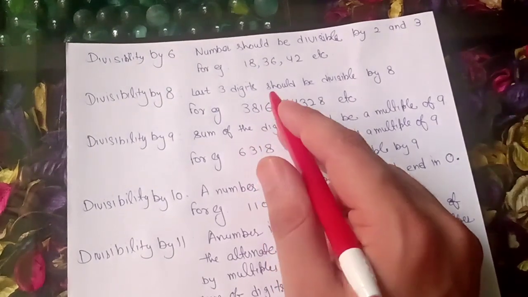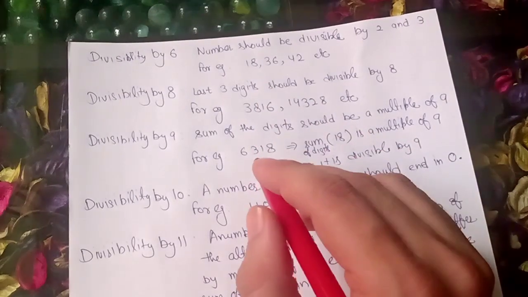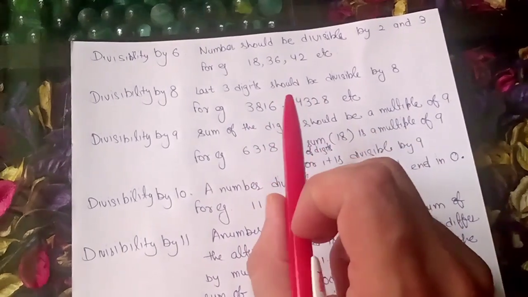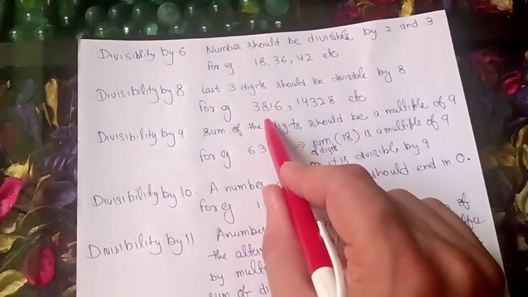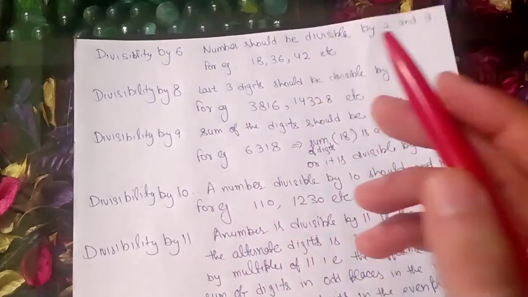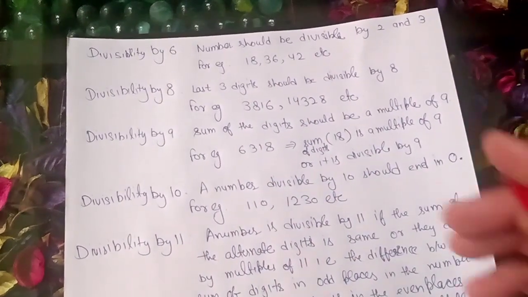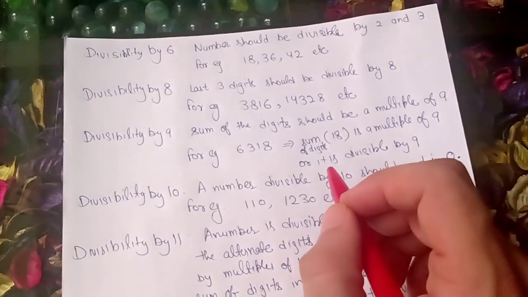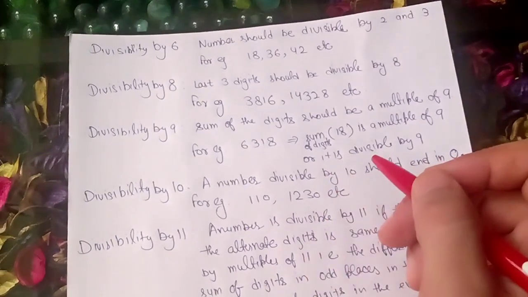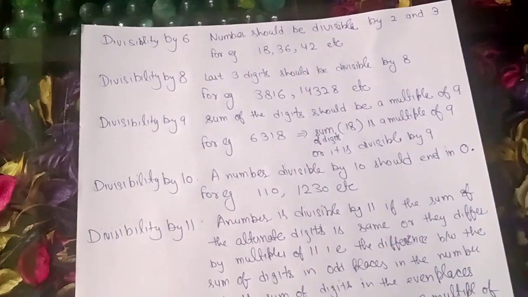You need to focus only on the last 3 digits of any number which is given. The length of the number could be 1, 2, 3, 4, 5, 6, 7, 8, 9, 10, and so on. You need to focus on the last 3 digits. If the last three digits are divisible by 8, then you will say the number is divisible by 8. Moving on to the next, divisibility by 9, same as 3.